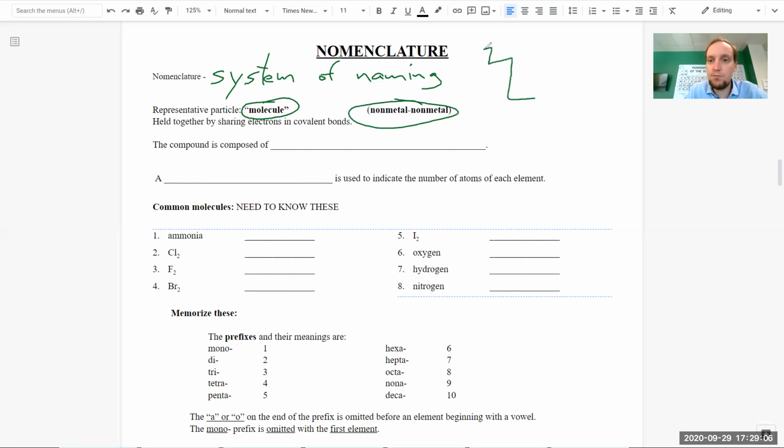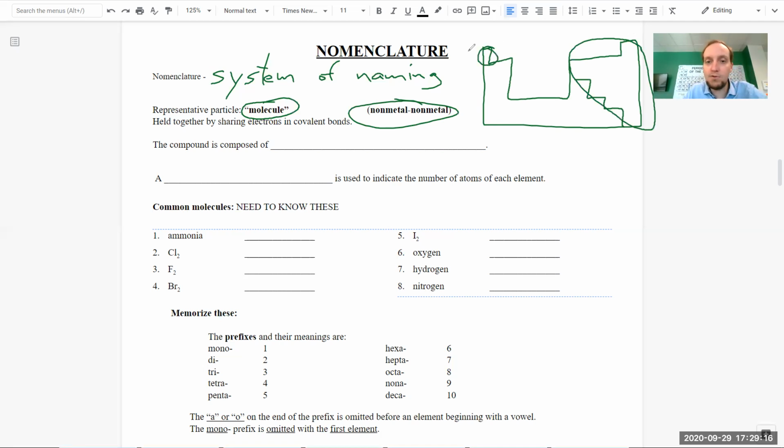So just as a quick review, remember there's this little staircase right here. The nonmetals are all here, and hydrogen, right? If it's only those elements, a nonmetal with a nonmetal, then that is going to be a covalent molecule. And again, it's just nonmetal and nonmetal, okay? Now, what we use is a prefix in order to indicate the number of atoms of each element in this particular molecule, okay? So I'm going to go ahead and jump right down here first for a reason.